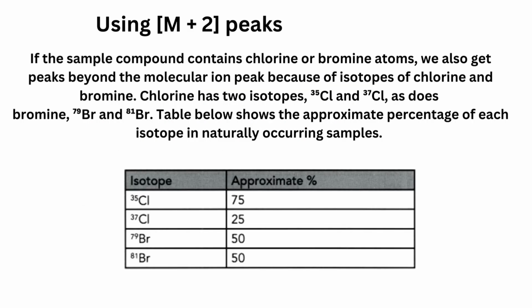Using M+2 peaks, if the sample compound contains chlorine or bromine atoms, we also get peaks beyond the molecular ion peak because of isotopes of chlorine and bromine. Chlorine has 2 isotopes, chlorine-35 and chlorine-37, as does bromine, bromine-79 and bromine-81. Table below shows the approximate percentage of each isotope in naturally occurring samples. Chlorine-35, as you can see, 75%. Chlorine-37, 25%. Bromine-79 is 50% and bromine-81 is also 50%.